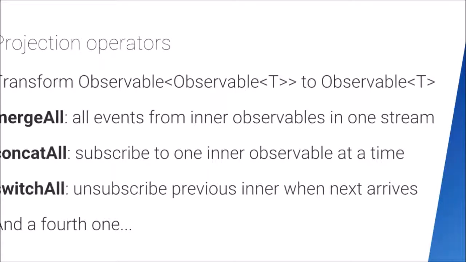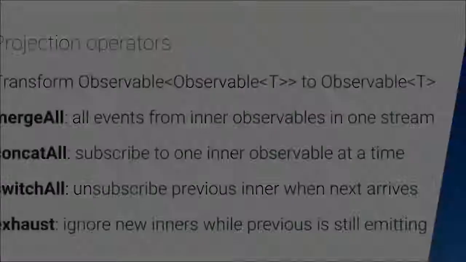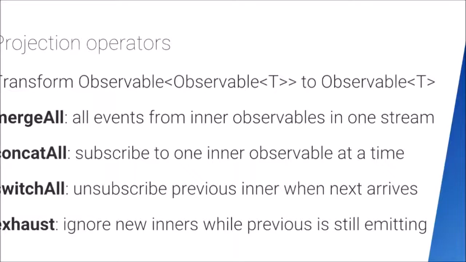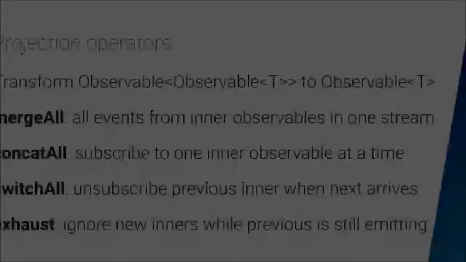And a little bit of trivia, for the longest time, I thought these were the three operators there are, but there's actually a fourth one in Rx. It's called exhaust, not exhaust all. And it's pretty exotic. I've only ever seen it used in one application. And what this does is ignore new values while the old subscription is still running. So it drops, it's kind of the opposite of switch all in that sense.